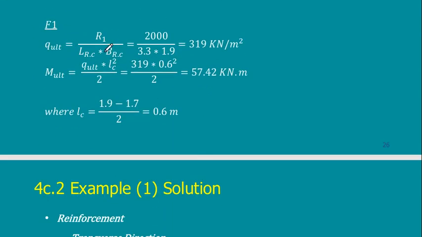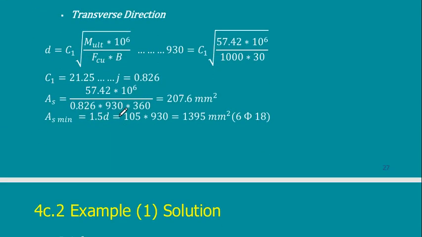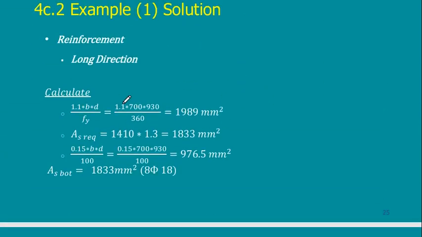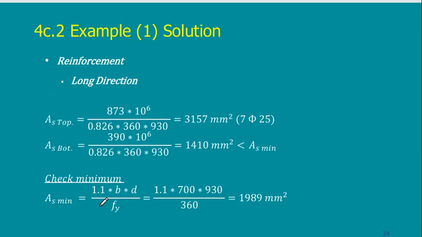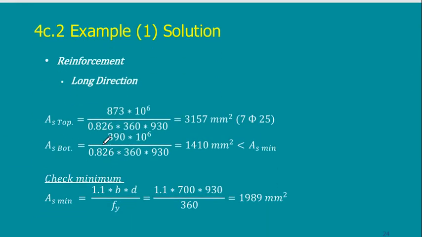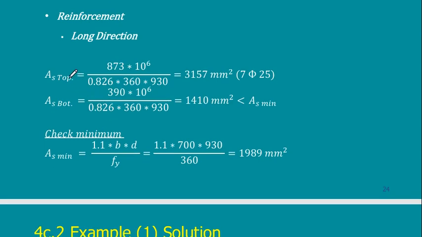We are going here. We designed F1 and F2, the reinforcement of F1 and F2. But before that, we calculated the reinforcement for the strap beam. You check the shear, and this is the top reinforcement and the bottom reinforcement. Let's just check the moment. What is the value of this moment? 873. This is for the top.